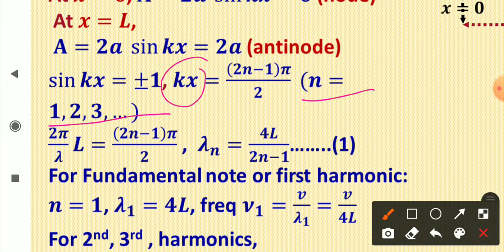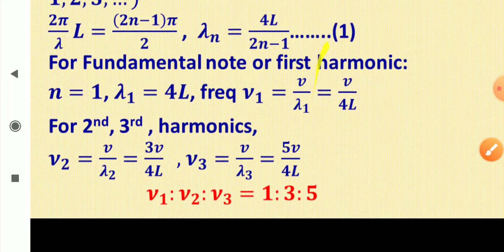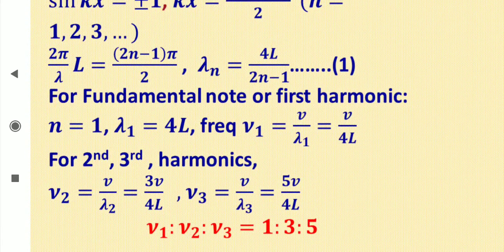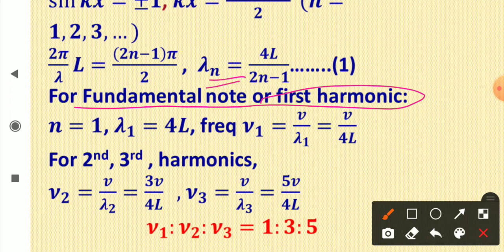So put the value of k, 2 pi by lambda, value of L, x is equal to L, and this is 2n minus 1 pi by 2. So just simplify it. You get lambda n is equal to 4L upon 2n minus 1. This is the general relation for wavelength produced inside a closed organ pipe. And for fundamental note or first harmonic, we will put n is equal to 1. So from here, lambda 1 is equal to 4L.